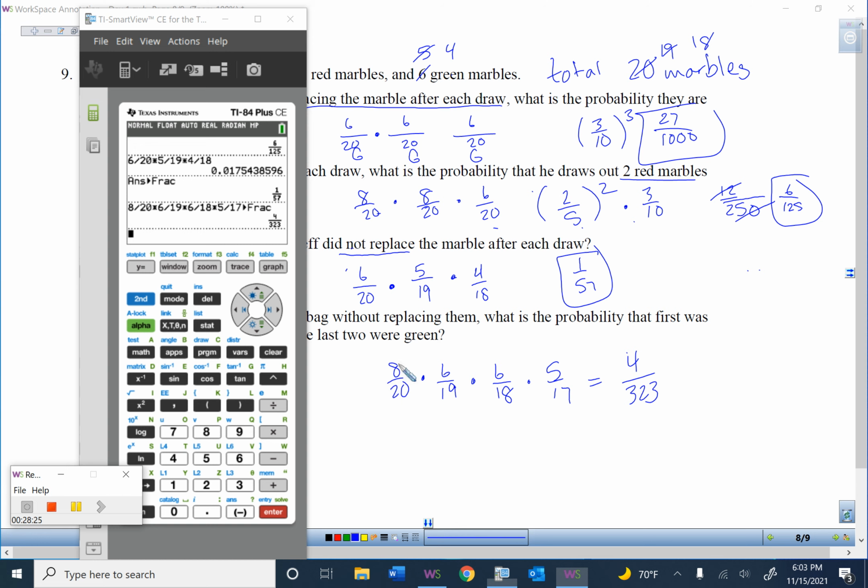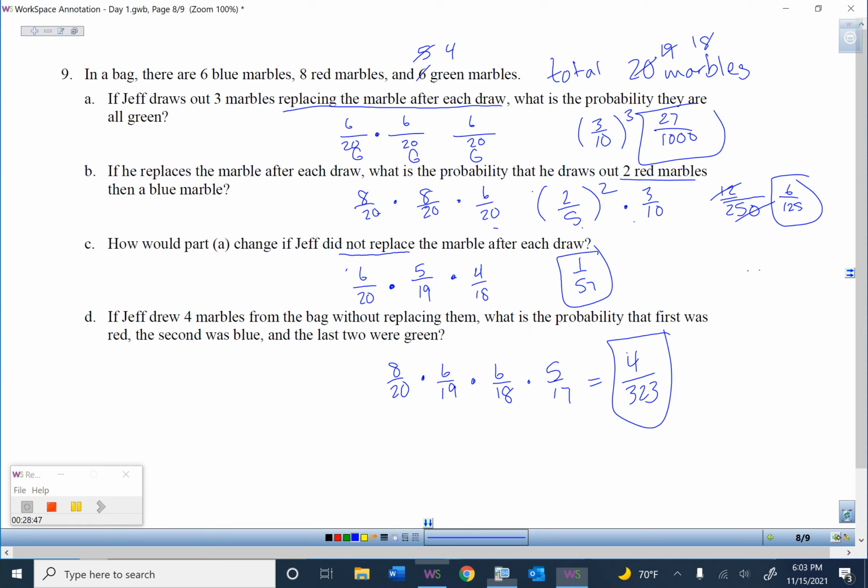Alright, this one. First one, no problem. Second one, third one, and fourth one. All of your totals are decreasing by 1. Okay, for the first 2, the totals don't matter, but do be careful on this last one. When you're doing the second green, there's also 1 less green in the bag, so you have to decrease that top number as well. Final answer, 4 over 323.